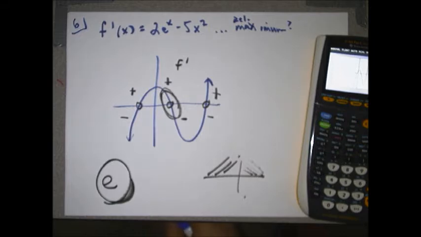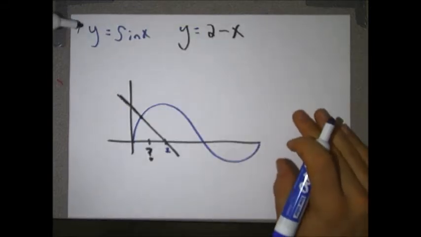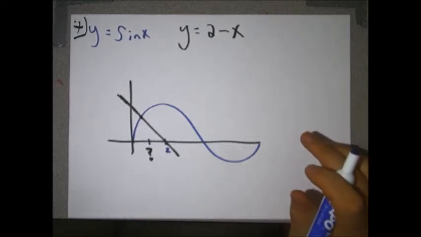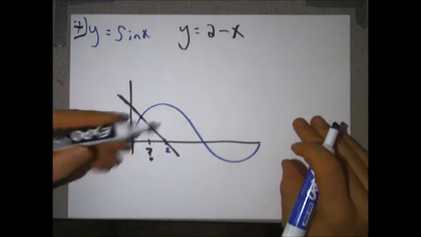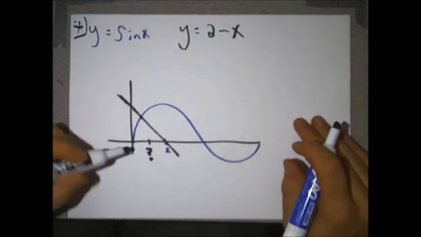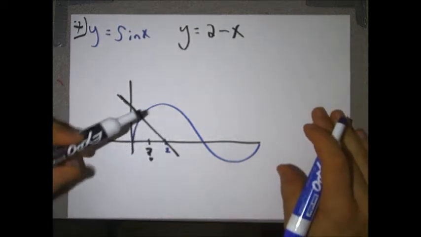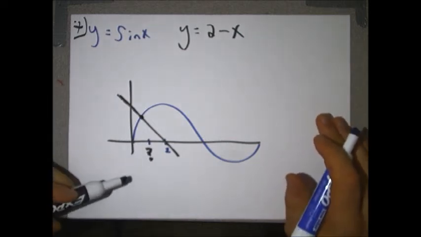Okay, for number 7, they give you two graphs, y equals sine x and y equals 2 minus x, and they want to know the area bounded between these two. This is the one we did on the board in class, so I have a graph sketched here. I'm trying to find this area underneath here. To find this area, I need to find the intersection point between the two graphs.